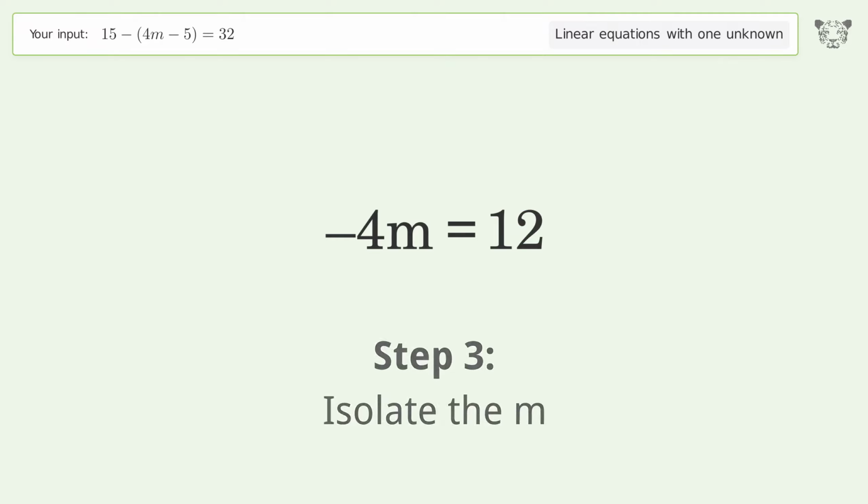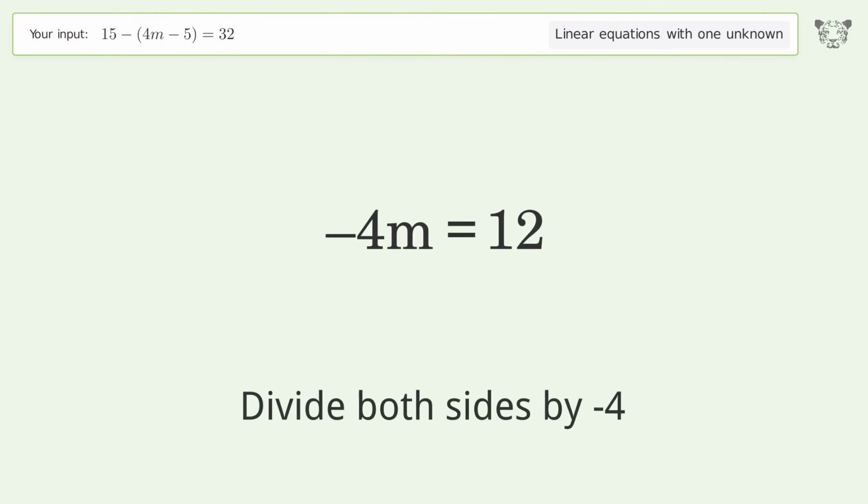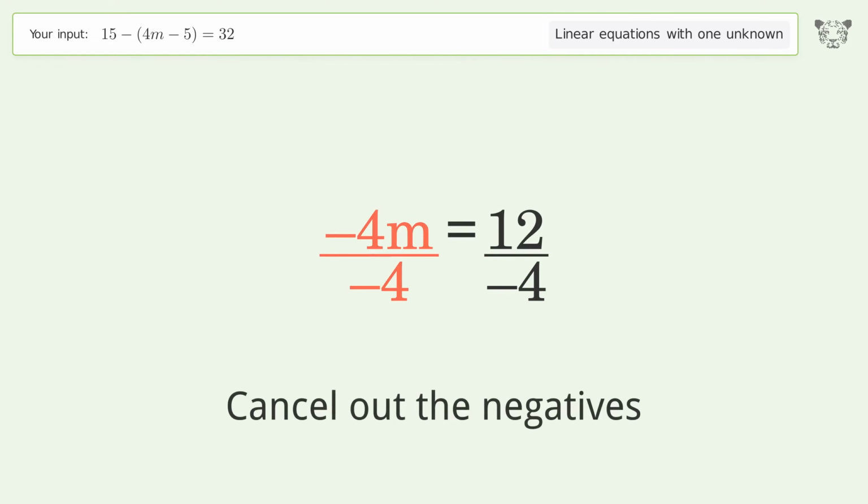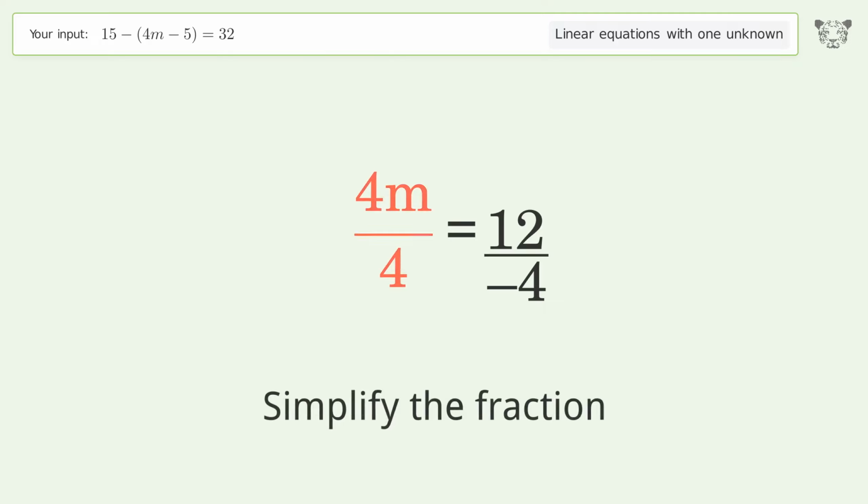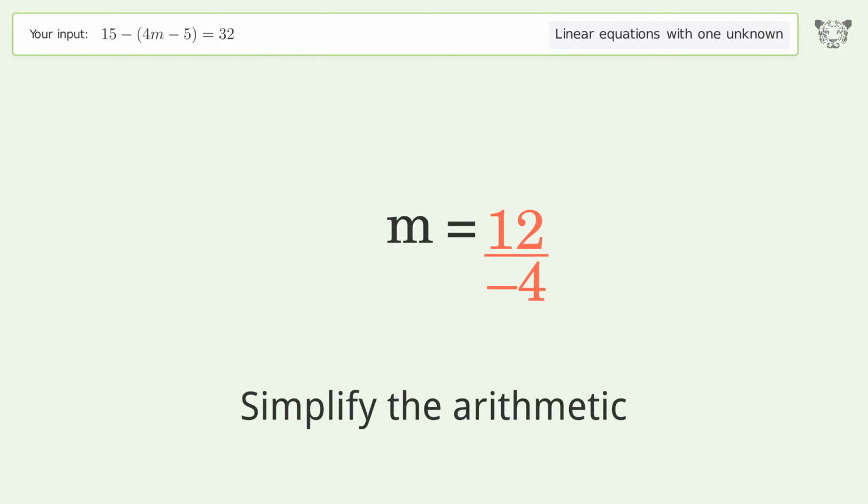Isolate the m. Divide both sides by -4. Cancel out the negatives. Simplify the fraction. Simplify the arithmetic.